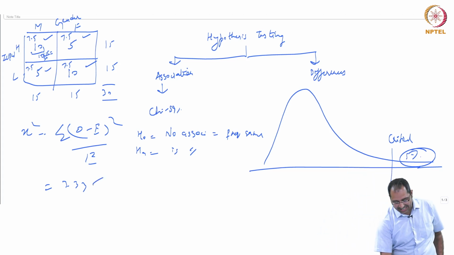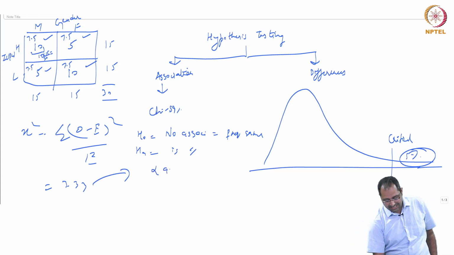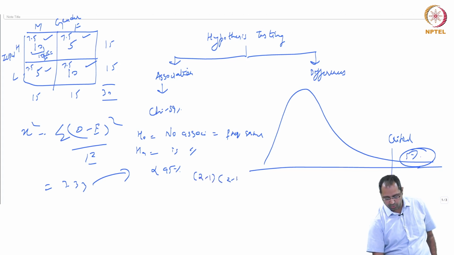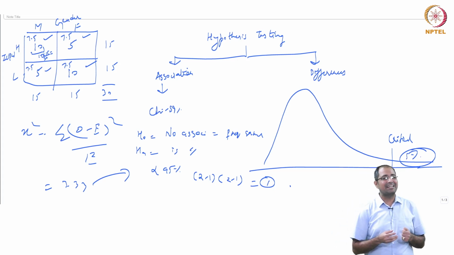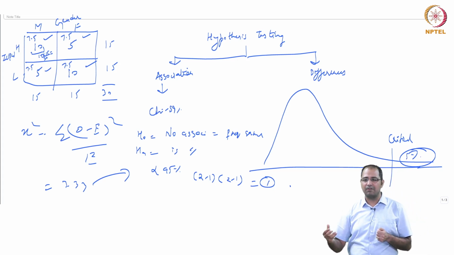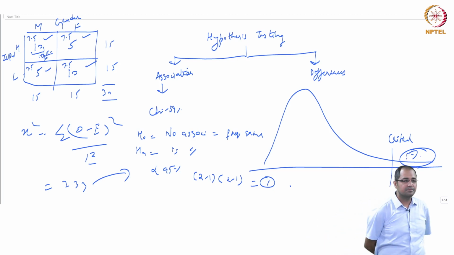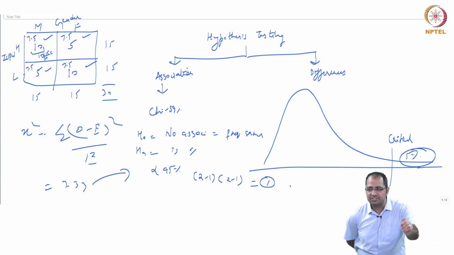Then we look at the chi-square chart for alpha level 95% and degrees of freedom. How do we calculate degrees of freedom? The number of categories in the row minus 1 times the number of categories in the column minus 1: 2 minus 1 into 2 minus 1, which is equal to 1. So what is happening here is we have a sample, and we are calculating a chi-square value and comparing it to a critical value to infer whether in the population there is some association or not. As I said, in hypothesis testing we assume that the null hypothesis is true.